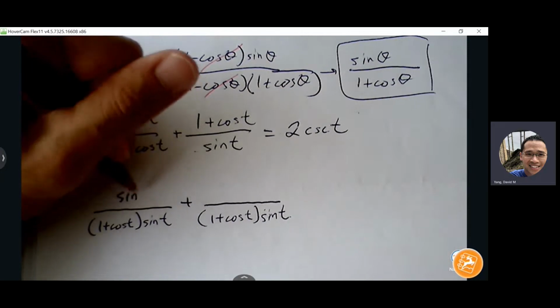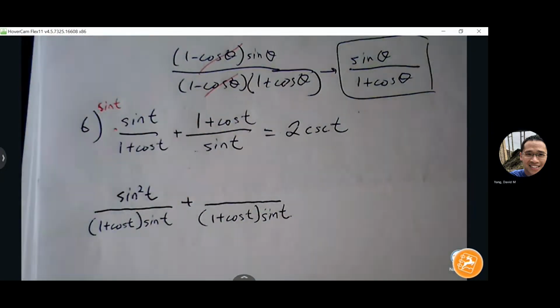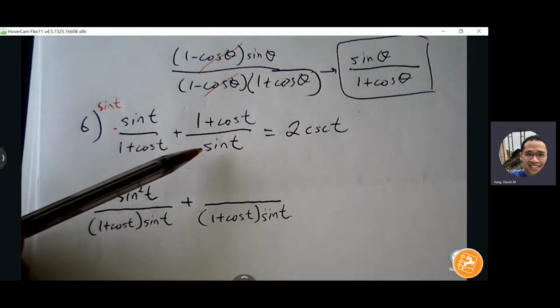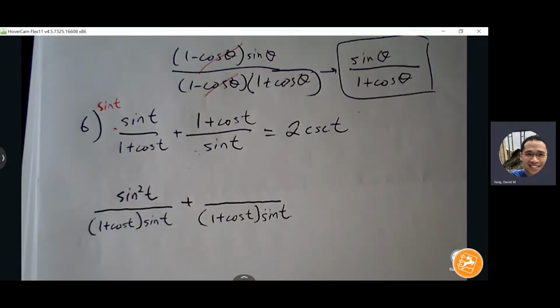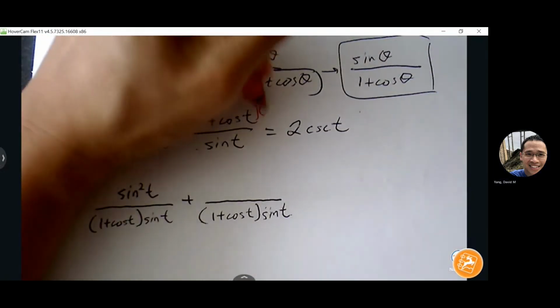Sine squared. All right, what's missing between here and here? 1 plus cosine, so I need to multiply by 1 plus cosine.